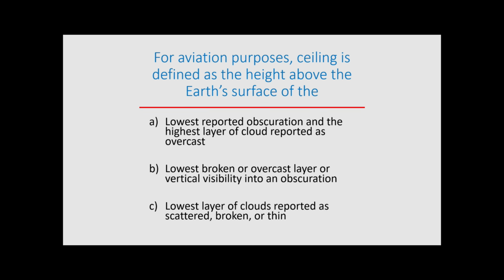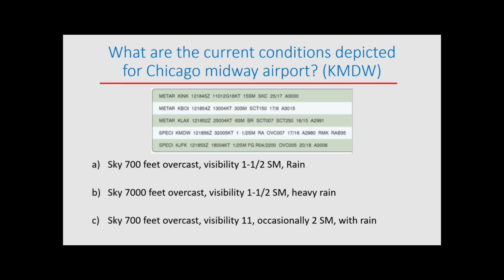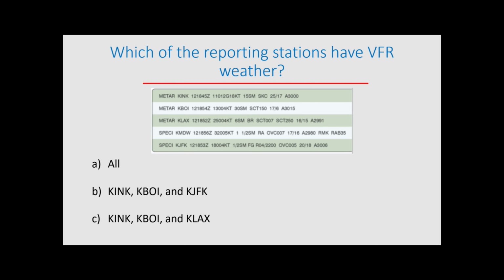What are the current conditions depicted for Chicago Midway Airport? First of all, let's make sure we're looking at the right one here, KMDW. And it's sky 700 feet overcast, visibility 1.5 miles, and rain. Which of the reporting stations have VFR weather?